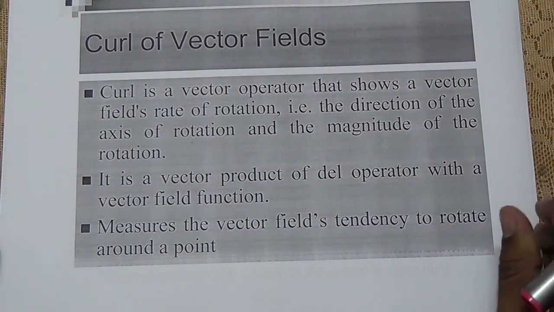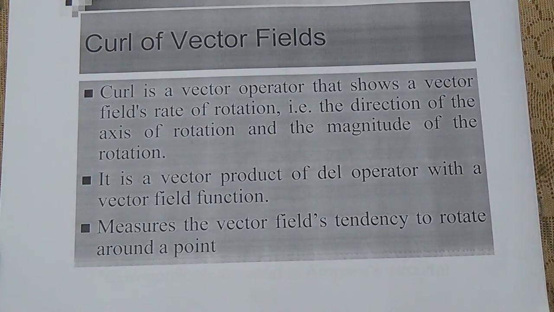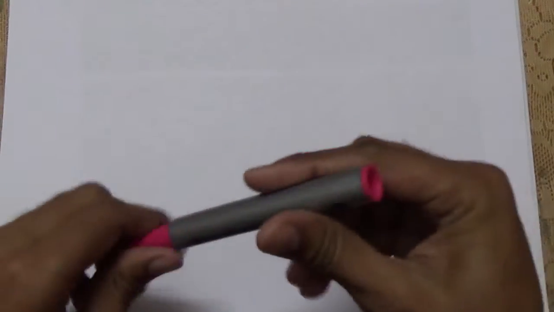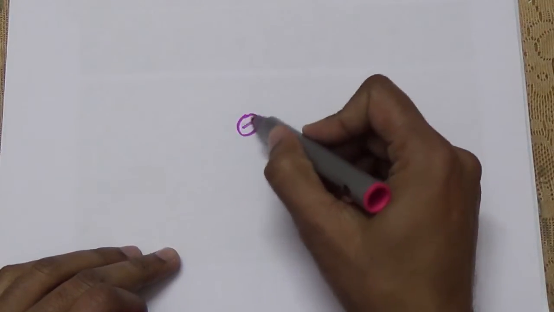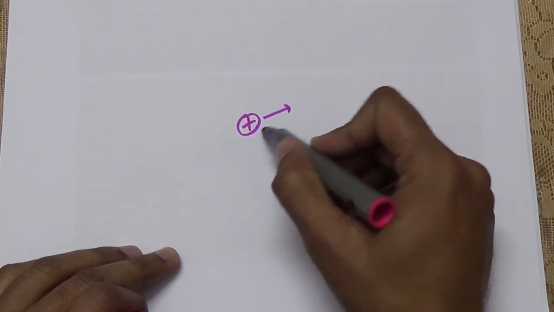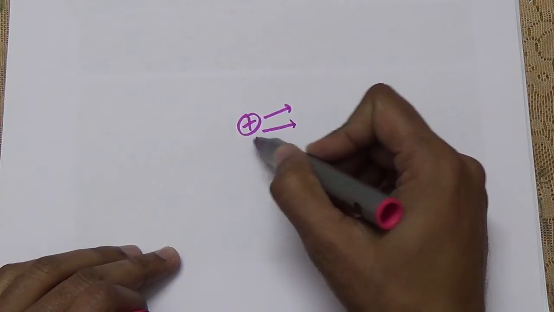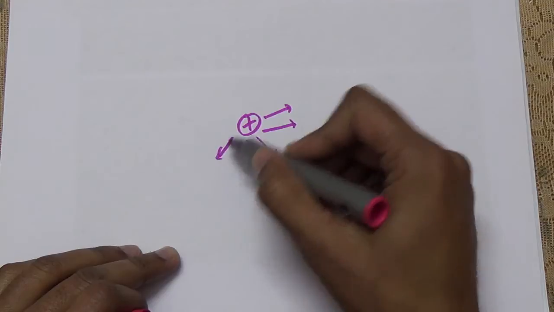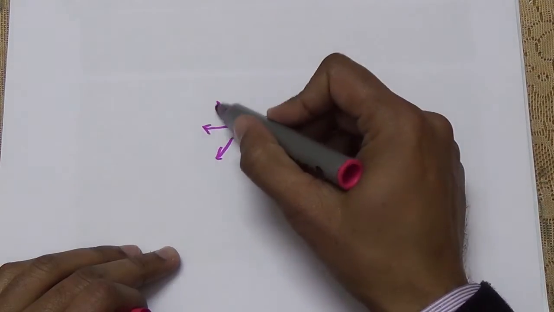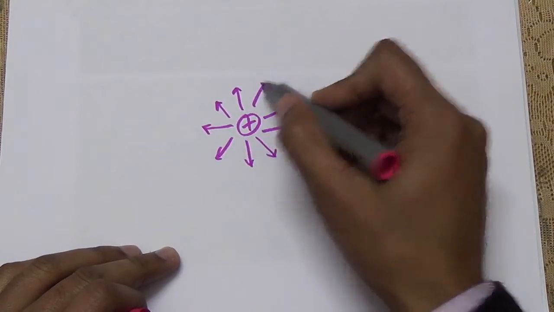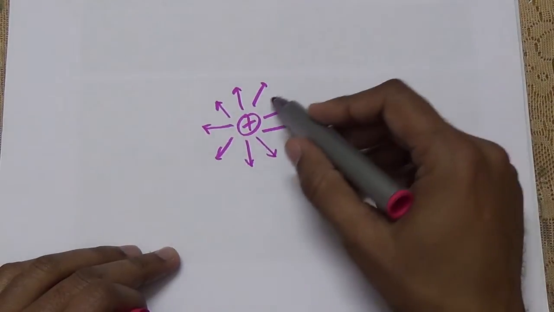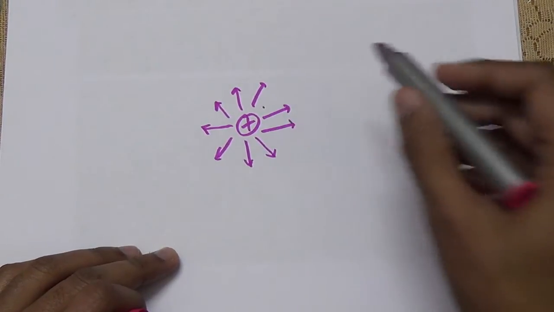Curl of the vector fields. So it is not necessary that the electric field lines are from the charge. Suppose this is our positive charge. So these are the electric field lines. If you see carefully, these are in a straight line form near to the charge. But these electric field lines travel into the space.